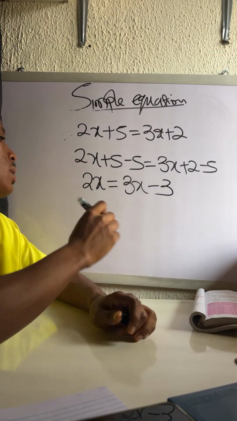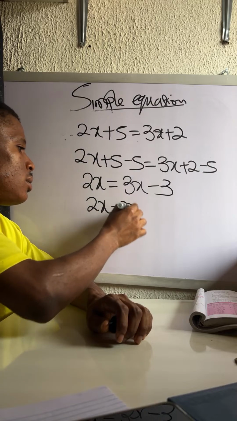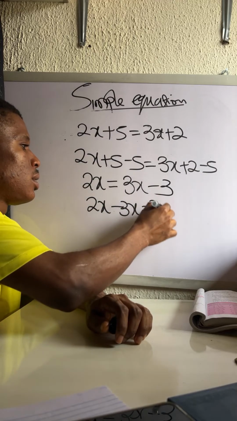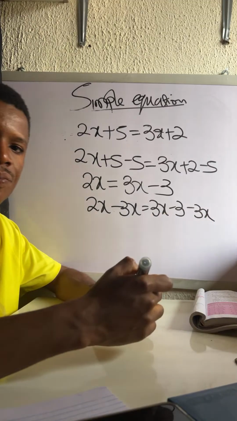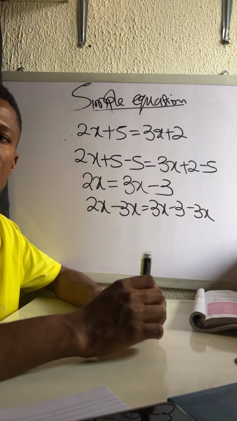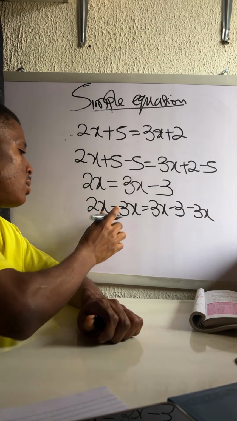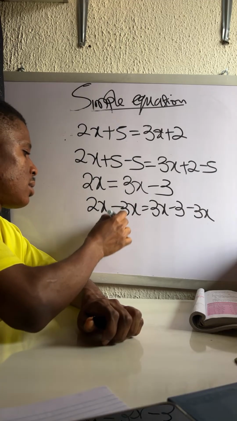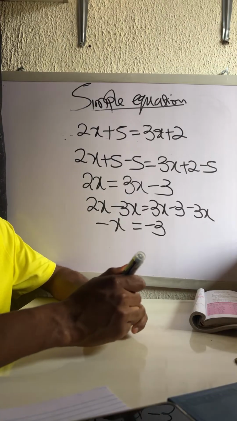So the next thing we do is that 2x, subtract 3x from both sides: 2x minus 3x equals 3x minus 3 minus 3x. If you get this done, it is very simple now. You have 2x minus 3x is minus x, and that equals minus 3. Then what do you do next?